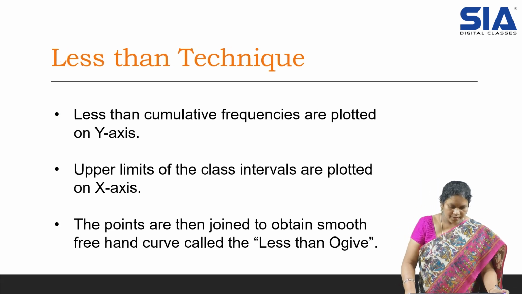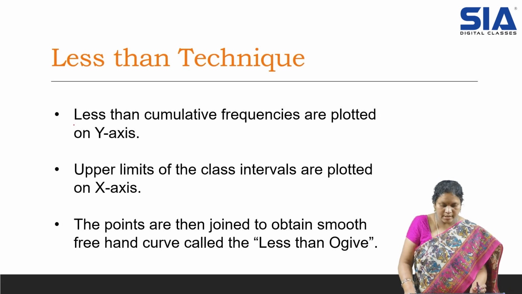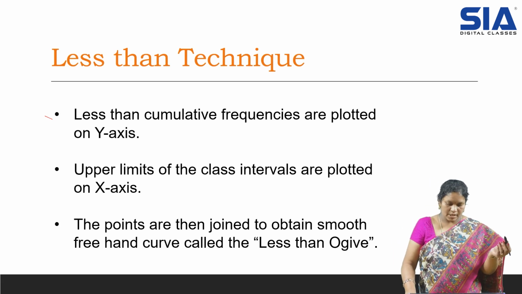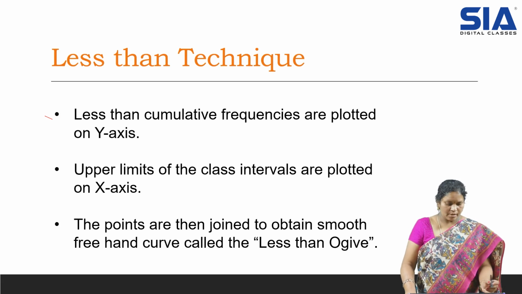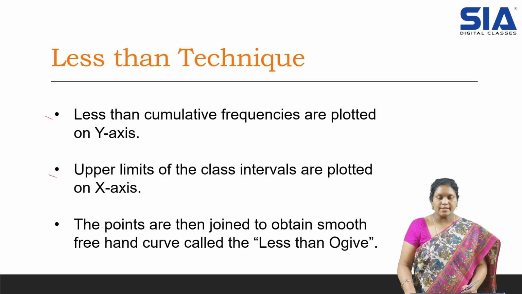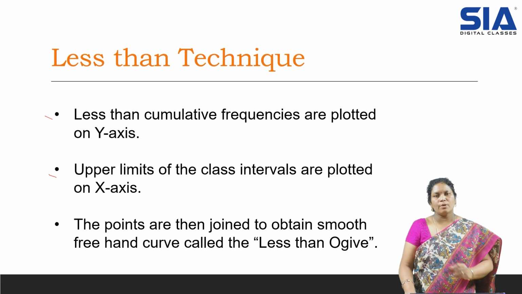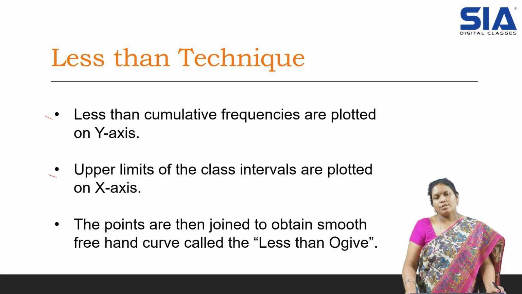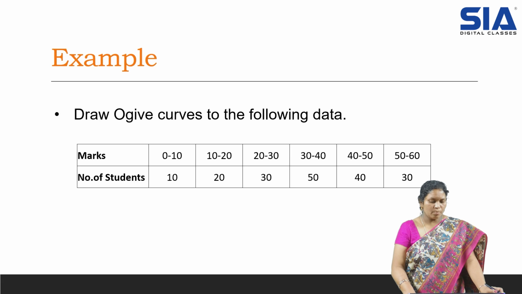Next, let us check less than. The same method has to be implemented here for less than also. The less than cumulative frequencies are plotted on the y-axis. Whatever less than cumulatives we obtain, that particular column you have to consider for the y-axis, and the upper limits for the x-axis. Like that, we consider the y-axis and x-axis, and we get the points over there, right? We have to join all the points with freehand, and we will get a curve. That is your less than technique. Next, let us discuss all this under a problem.